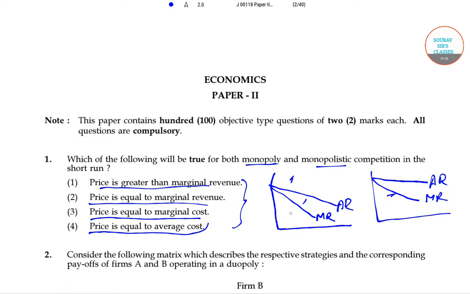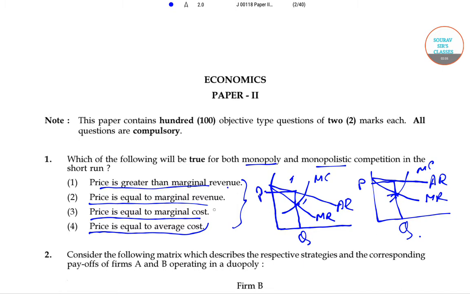So as you can see, when MC cuts MR from below, we get the equilibrium level of quantity in both cases, in monopolistic competition and also in monopoly, where MR cuts MC at this point. Now if you simply extend this line to the AR curve, you will get the price line. Similarly, in case of monopoly, you will get the price.